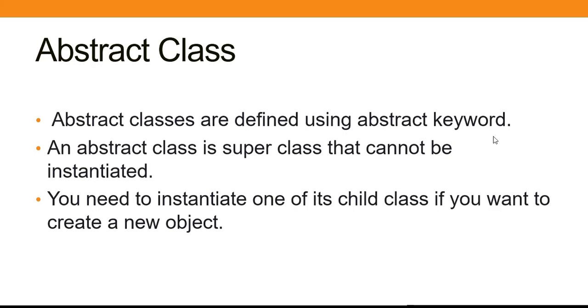So abstract classes are usually defined with a keyword called abstract. So when you want to say that in this part of the program, this part of the class, we have used the concept of abstraction or an abstract class, the first thing that you need to do is define the class with the keyword abstract. Then an abstract class is a superclass, which is nothing but the parent class, that cannot be instantiated. What do I mean to say, cannot be instantiated?